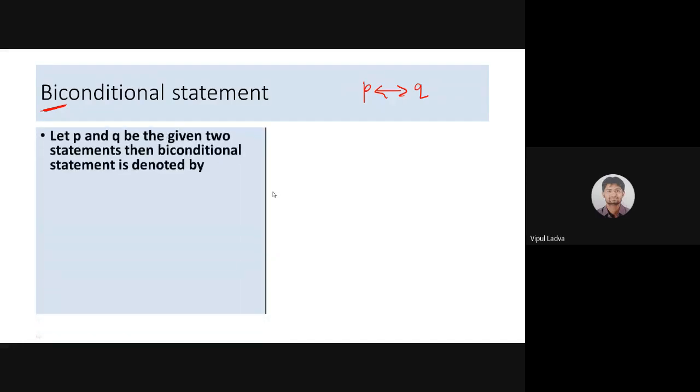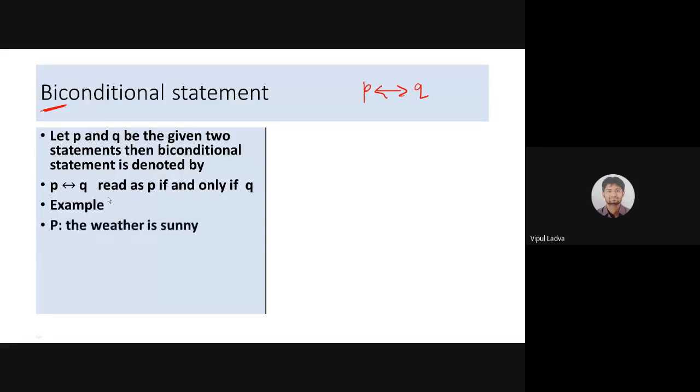Let's look at the biconditional statement. If P and Q are the given two statements, then the biconditional statement is given by P if and only if Q, like this, double implies, P double implies Q. And let's deal with the similar example. The weather is sunny, and I'm going to take you to the beach.